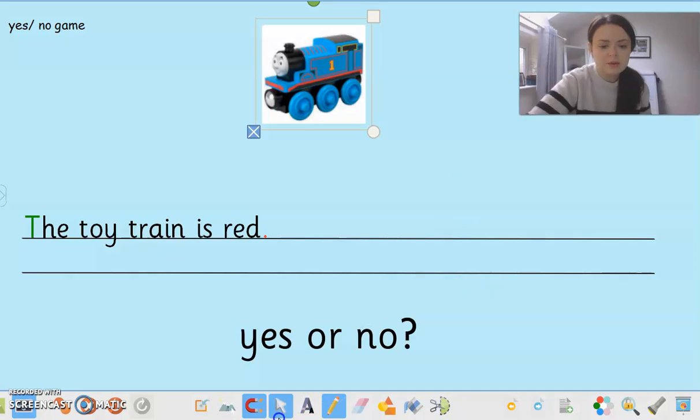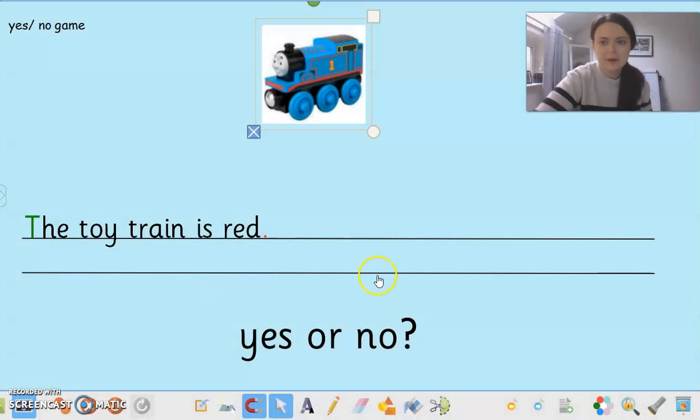Oh, we've got another one now. Oh, why have I just gone big? We don't want that, do we? There we go, that's better. Right, so have a read of our sentence. I can see some sounds that we've learnt in there, so we should all be able to read this sentence. Let's read it together. The toy train is red.